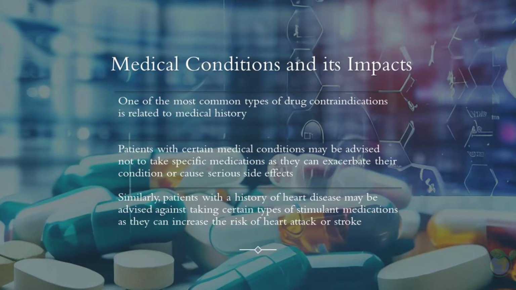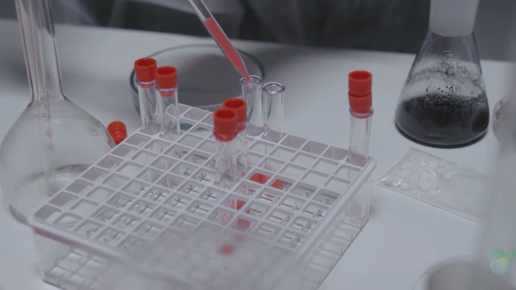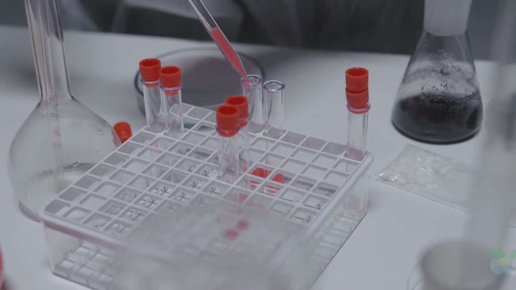Medical conditions and their impacts. One of the most common types of drug contraindications is related to medical history. Patients with certain medical conditions may be advised not to take specific medications as they can exacerbate their condition or cause serious side effects. For example, patients with liver or kidney disease may be advised against taking certain pain medications as they can cause further damage to these organs. Similarly, patients with a history of heart disease may be advised against taking certain types of stimulant medications as they can increase the risk of heart attack or stroke.